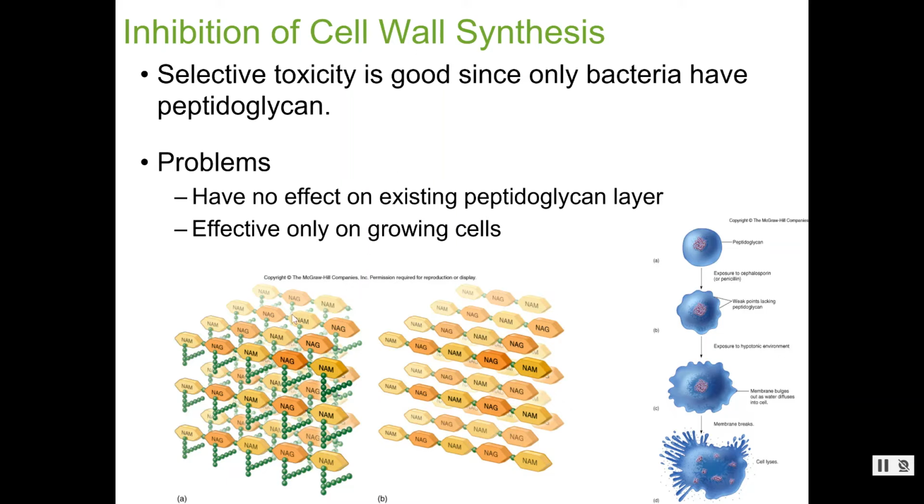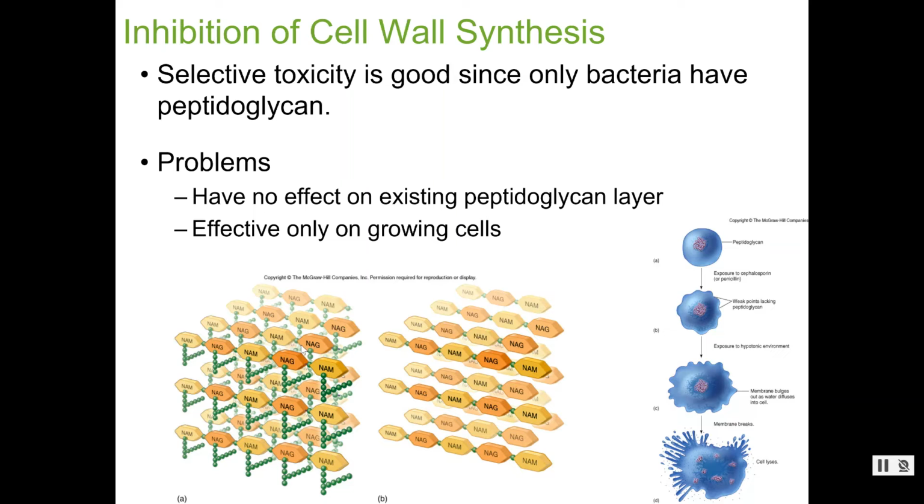So I have a bacteria. It has a peptidoglycan layer. If the drug only interferes with building the cell wall, then it's not going to have any effect on existing cells. Where it is going to have effect is on growing cells. As those bacteria are dividing and growing, they can't build a new cell wall. So this is where these drugs will be effective.